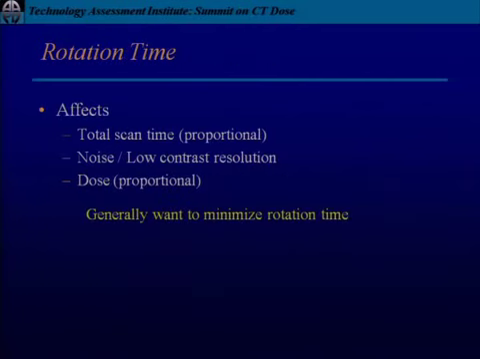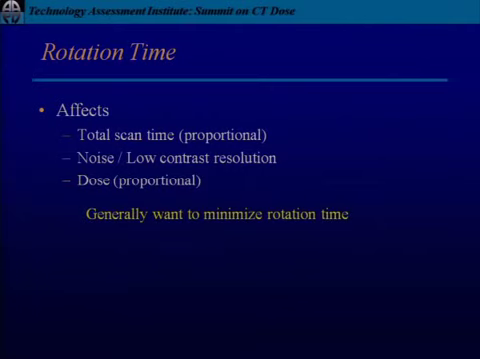Okay, on to the technical considerations. The first parameter I want to talk about is the rotation time, and this is the time it takes the tube to make one rotation within the gantry. It obviously will be proportional to affecting the total scan time. If your scan rotation time is shorter, your total scan time will be quicker. It affects how many photons can be thrown into any given slice during one rotation, so it will affect the noise and the low contrast resolution, and of course it will also affect the dose.